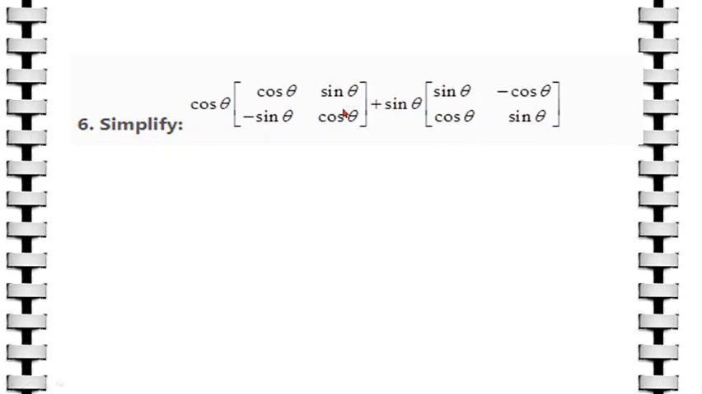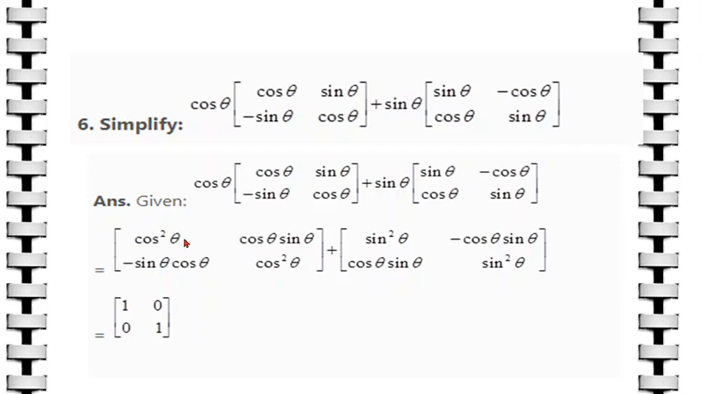Next question, a good question, and this question has already come in the exam so many times. What we have to do here is simplify. We have seen that if any number or scalar quantity is written outside the matrix, that quantity will be multiplied with each element of the matrix. So here we have to multiply cos theta with all the elements, plus sine theta with all the elements of the second matrix. So see what we get in the result.